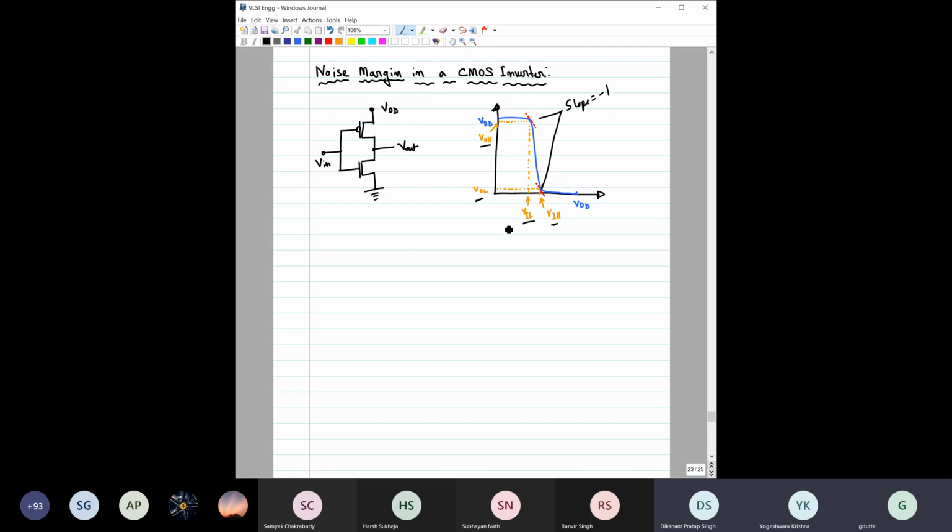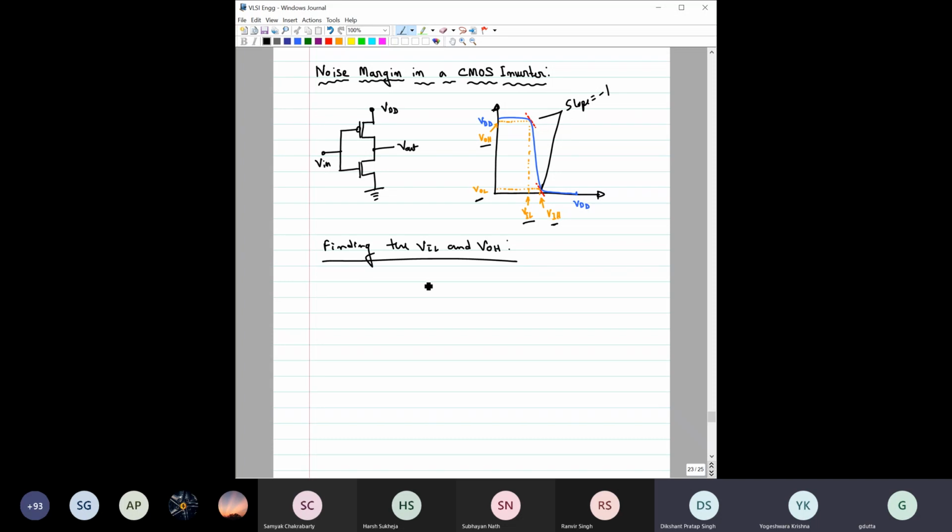So then, to find this VIL, we are not calculating, but finding the VIL and VOH.